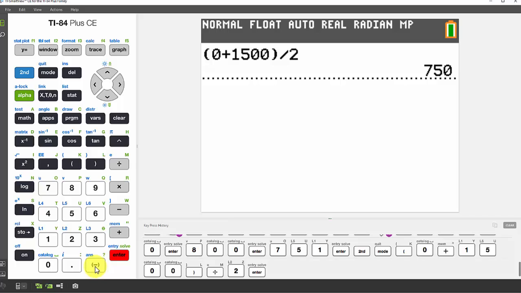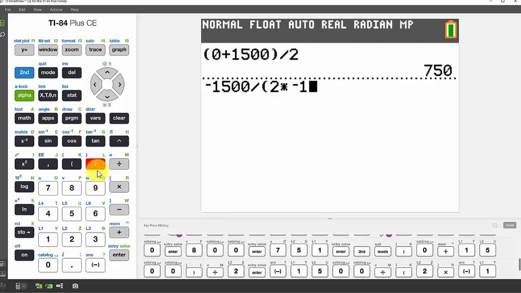The other would be to use the vertex formula, which would be minus b divided by 2 times a. And so in this case, you have to expand A of x. But if you do, you can see that b turns out to be 1500, and a, the leading coefficient, is -1. And so if you were to evaluate that formula, you get the same thing, -1500 divided by the quantity 2 times -1.